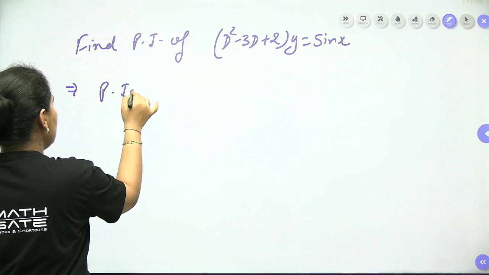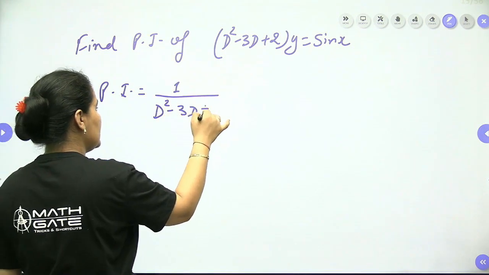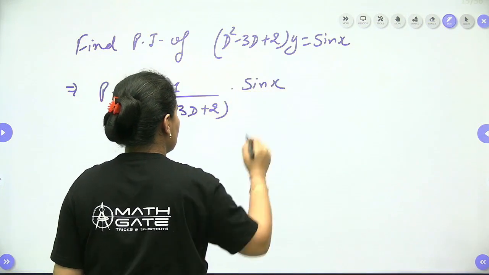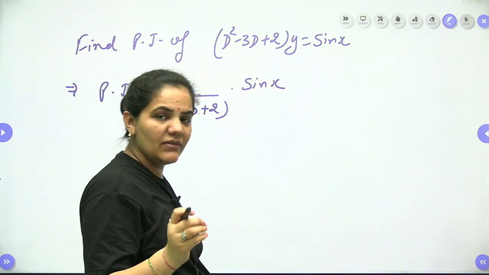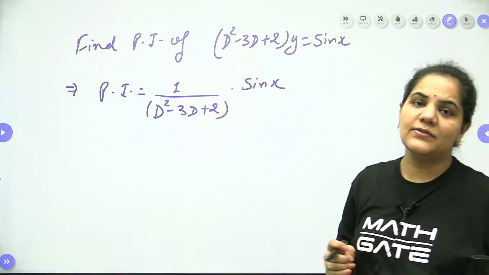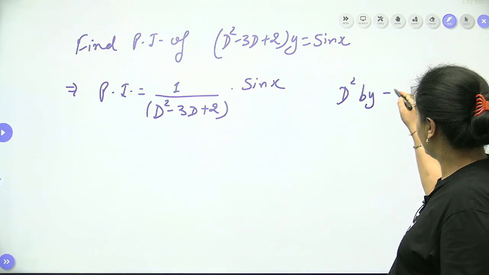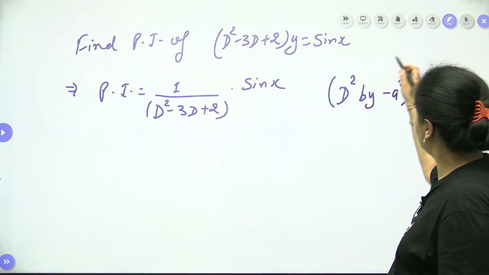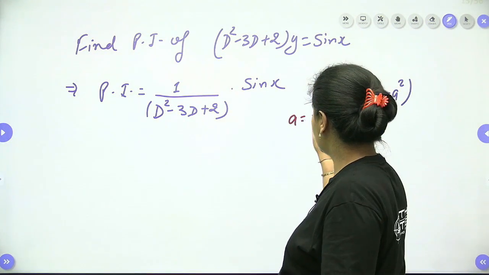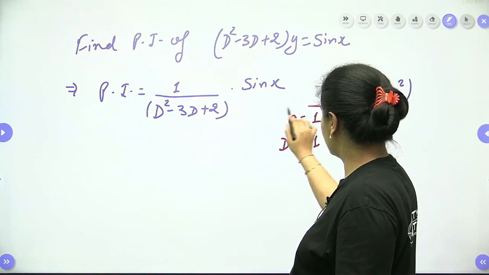So the PI will be 1 by D square minus 3D plus 2 into sin x. As I already told you, whenever we have a function 1 by f(D) into sin ax or cos ax form, we have to replace D square by minus a square only, right? So remember that concept. Here a equals 1, so you have to put minus 1 in place of D square only.